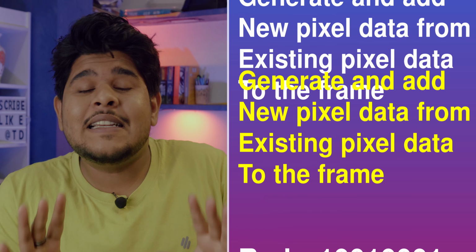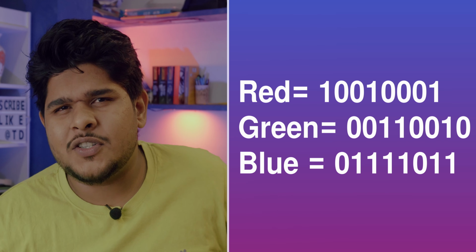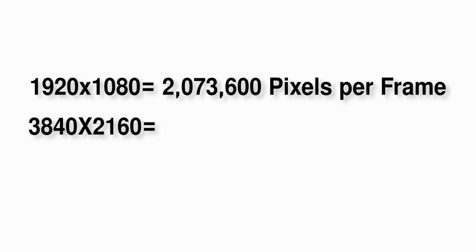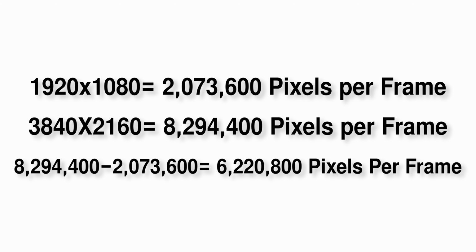Now here, pixel data isn't a color per se, but numerical values of those colors. For example, if we want to upscale a 1080p video to a 4K video, then we have to generate over 6.2 million new pixel data per frame. Now the number might seem very large, but thanks to AI and other computational improvements, it is possible.